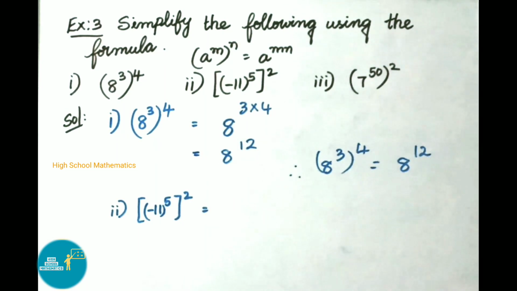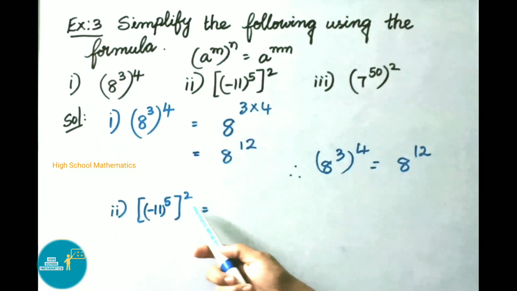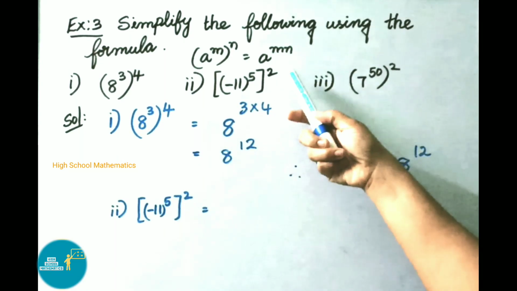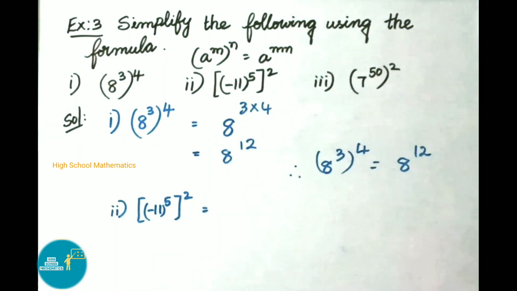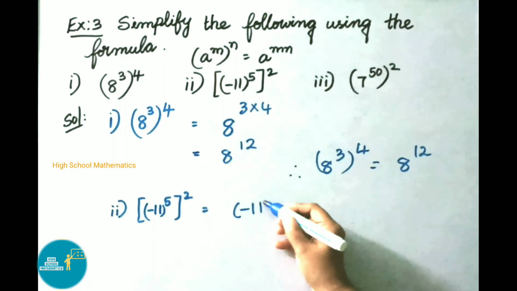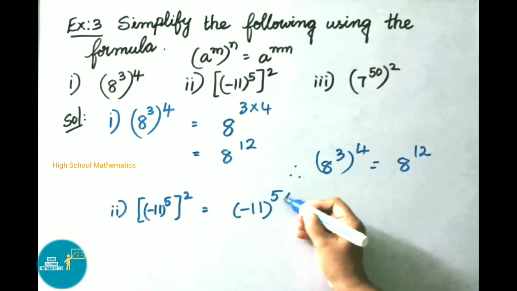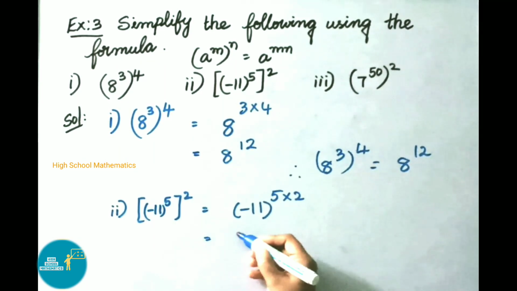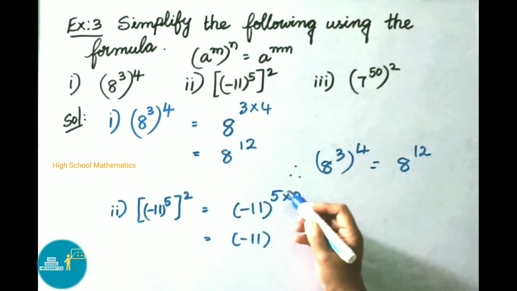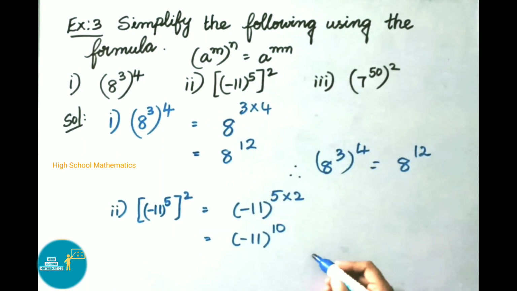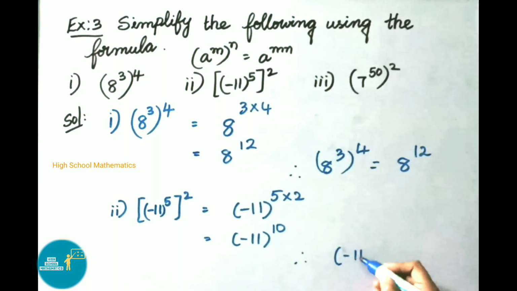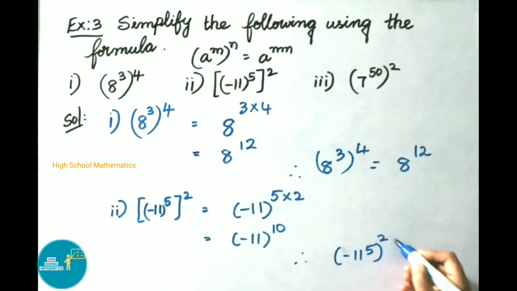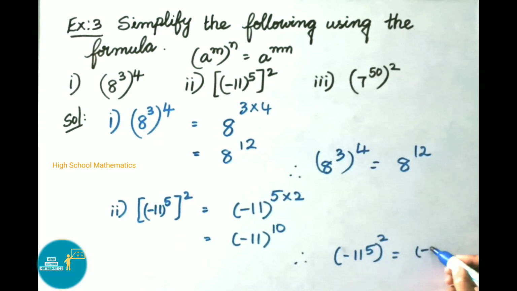See the second one, minus 11 whole to the power of 5 whole square. It is looking like formula a power m whole power n. So we can write it as a power m into n. So write down minus 11 whole power 5 into 2. That equals to minus 11 whole power 5 2s are 10. Therefore, minus 11 power 5 whole square is written as minus 11 power 10.